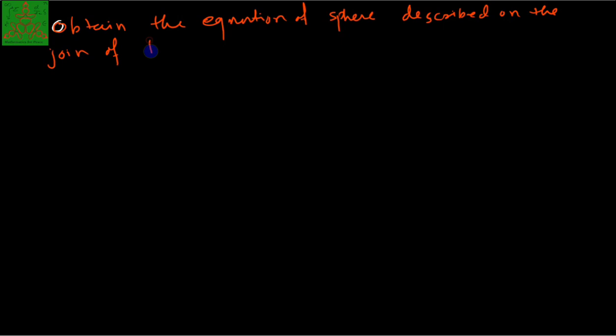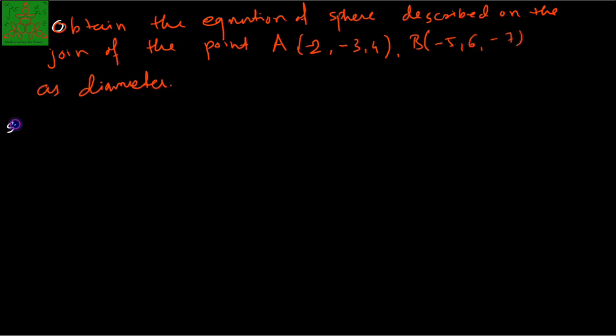Let's have the next example. The question is to obtain the equation of the sphere described on the line joining the points A equal to (2, minus 3, 4) and B equal to (minus 5, 6, minus 7) as a diameter. Let us try to solve this question.